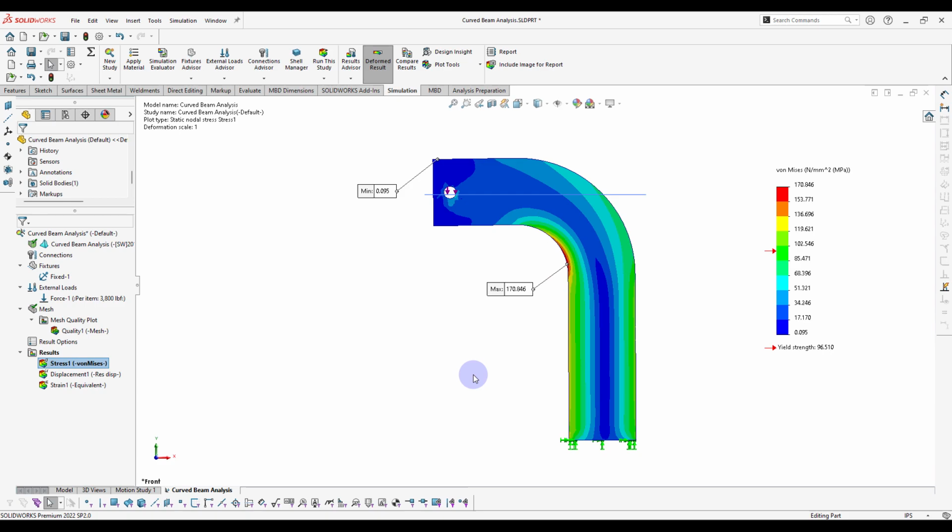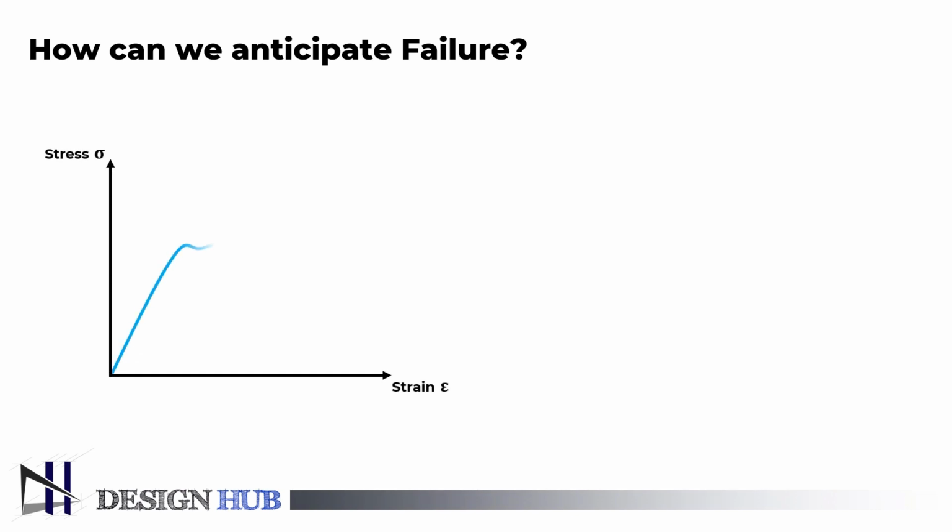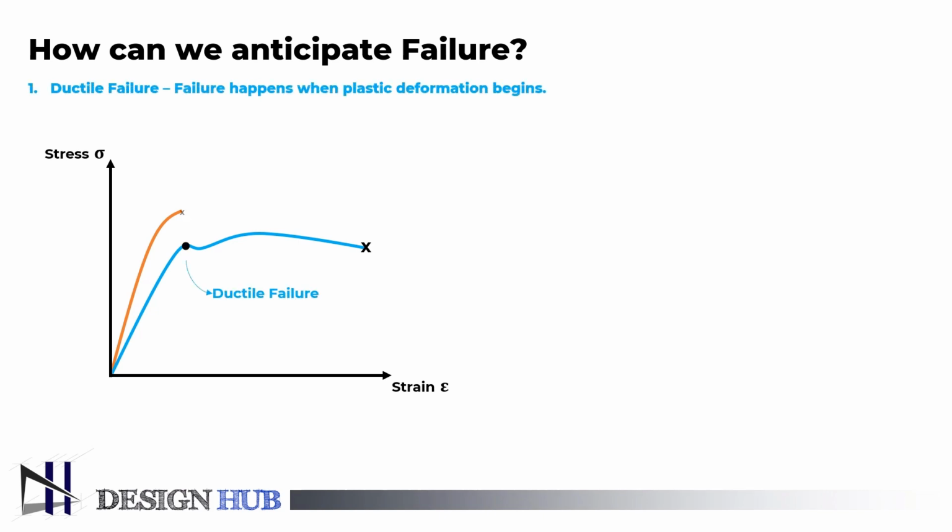First, let's understand how we can anticipate failure. Predicting failure depends on the mechanical properties of the material, especially ductility and brittleness. First, we must establish what failure is. Failure is typically thought to start with plastic deformation in ductile materials, and with a fracture in brittle materials.